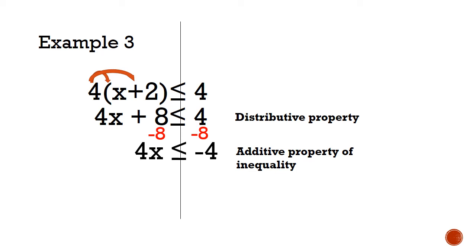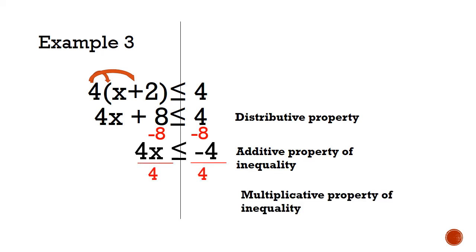This is a one-step inequality. I can use the multiplicative property of inequality to divide both sides by 4 and have x by itself, or isolate x by itself, which makes me end with x less than or equal to negative 1. Again, since I divided by a positive number, I did not have to switch the inequality sign at the end.